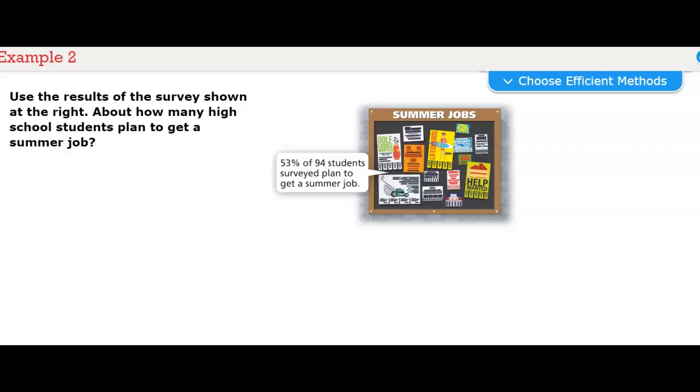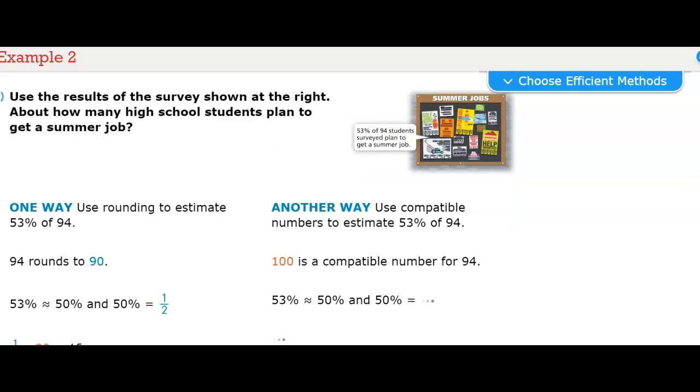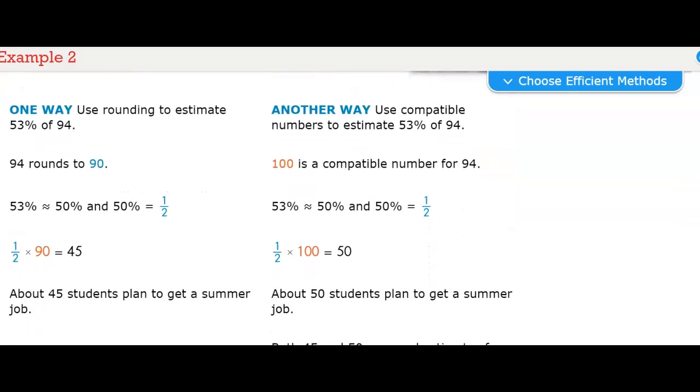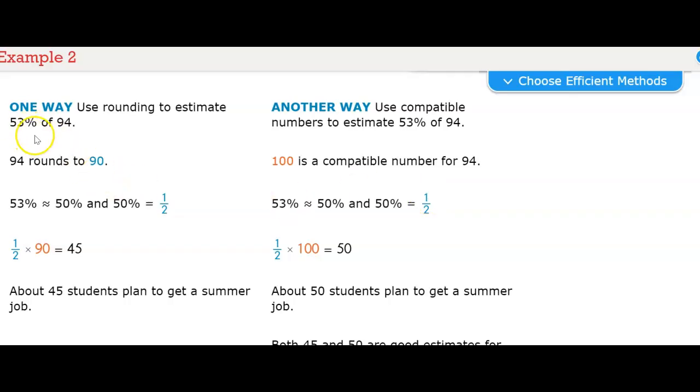Use the results of the survey shown at the right to estimate about how many high school students plan to get a summer job. 53% of 94 students surveyed plan to get a summer job. So one way to solve is rounding to estimate 53% of the 94 students. 94 rounds to 90. 53% is about 50%. And so 50% is half. Half of 90 is 45. So about 45 students plan to get a summer job.